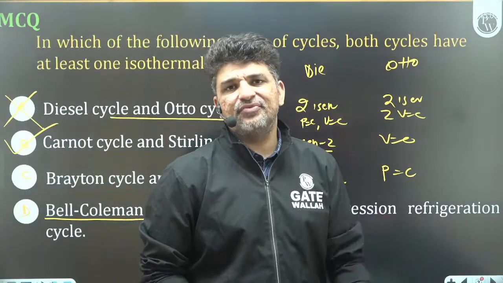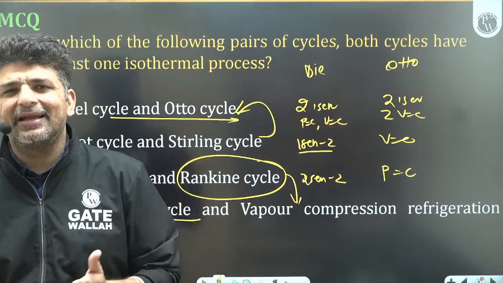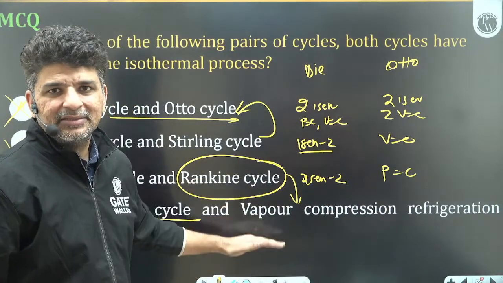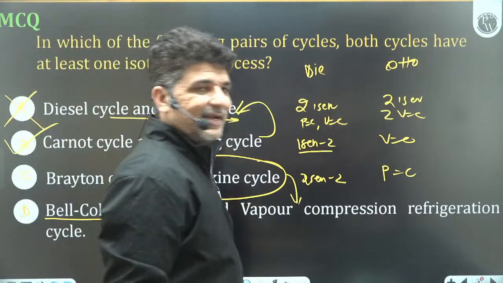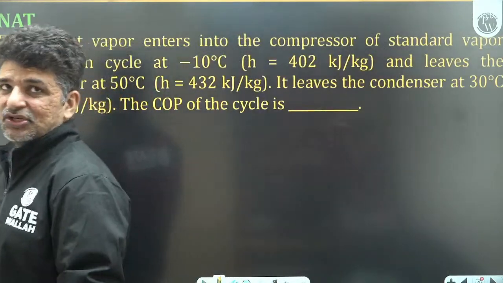Vapor compression refrigeration is almost the opposite of the Rankine cycle, you can say. So both of these are the same processes. So the right answer is B. Okay, chalo, next, let's do this question.